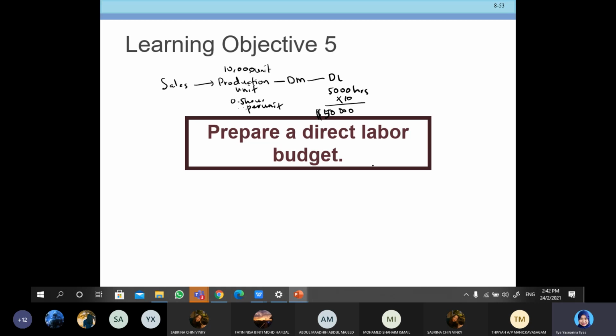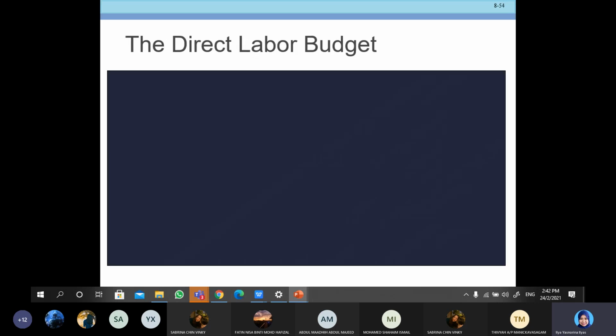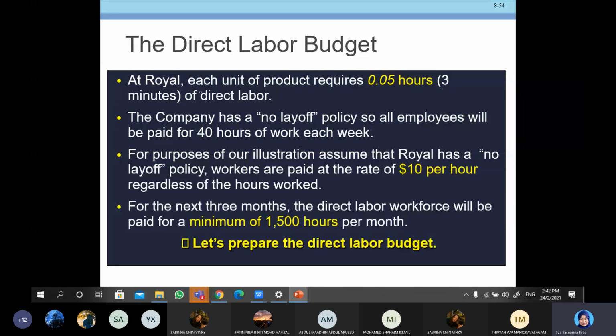That's why we need the direct labor budget, because we want to identify how much direct labor we need to spend. At Royal, each unit of product requires 0.05 hour, 3 minutes. Okay, 3 minutes only. Not sure what the product is, it can be very small. The company has a no layoff policy, so all employees will be paid 40 hours of work each week. For the purpose of our illustration, assume that Royal has no layoff policy. Workers are paid at the rate of $10 per hour for the next 3 months.